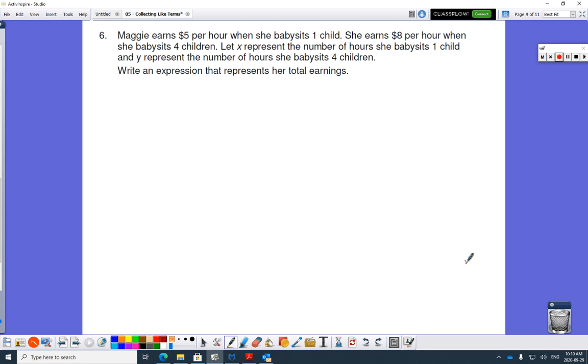I see some frowns like, I would never babysit 4 kids ever, first of all. That would never happen, let alone for $8 an hour. That's insane. This example was made up a long time ago when these were decent wages.